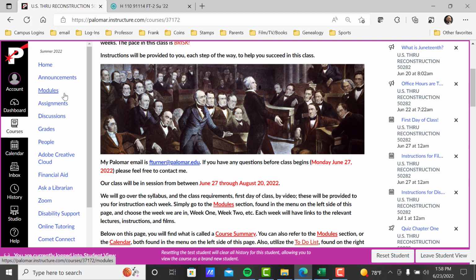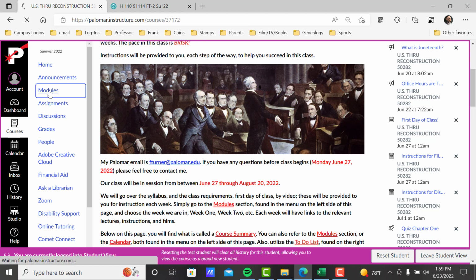The modules is very important, found here on the left. The modules is the brain center of the class. It's where all the weekly work for you is found. If you want to know what you have to do that week, go to modules and go to the specific week that we're in, and it will tell you.